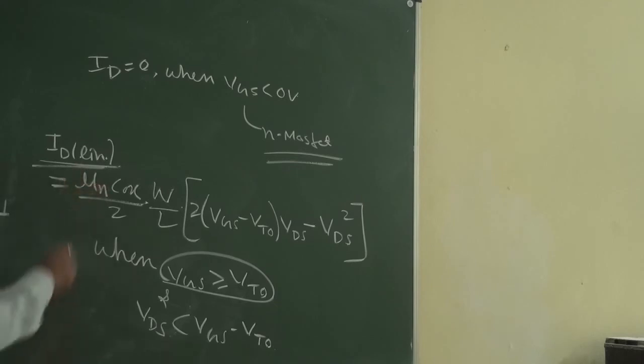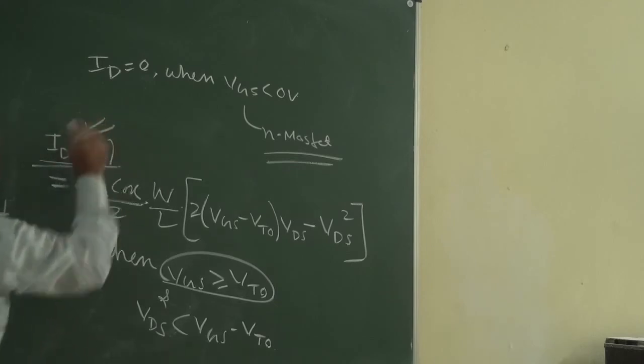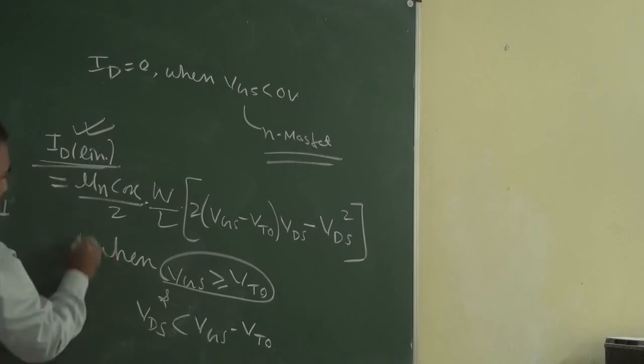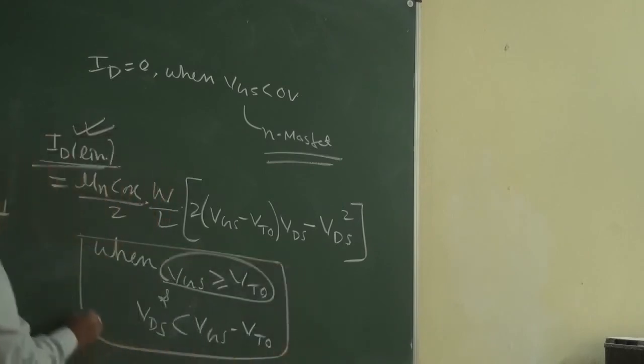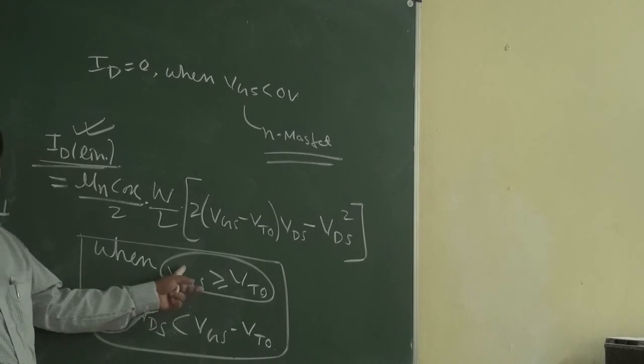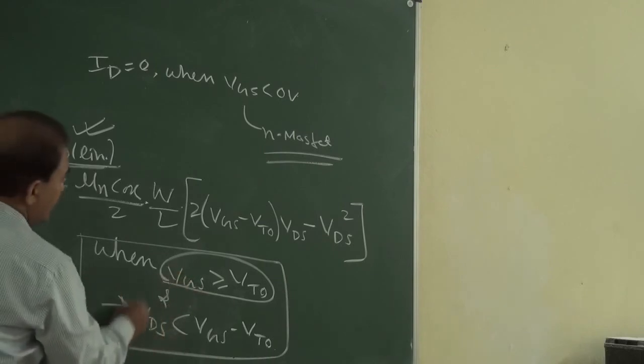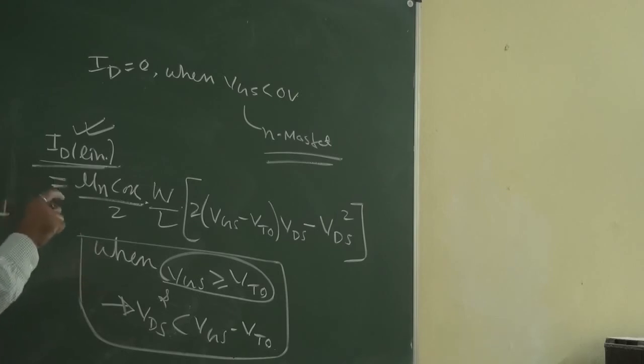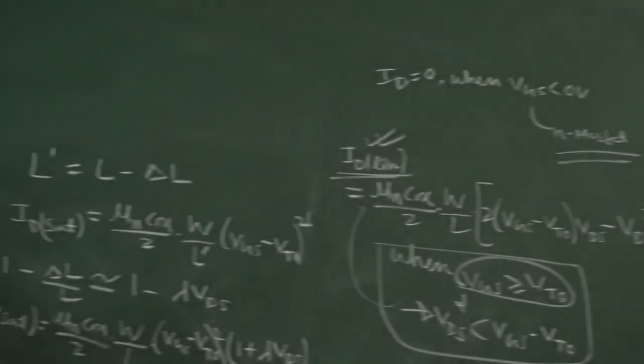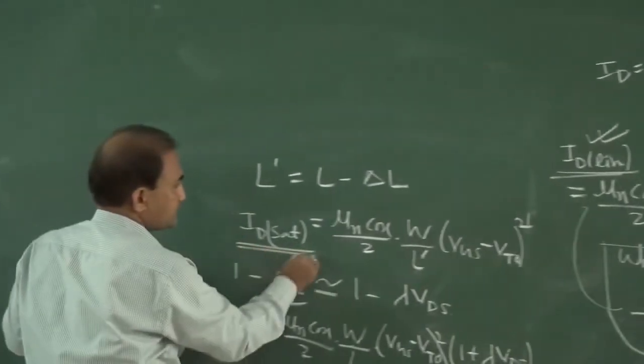This is the linear drain current, and this is the condition for the creation of the channel, and this is the condition for the linear region. So for linear drain current, this is the expression. Then we will see about saturation current, that is ID sat.